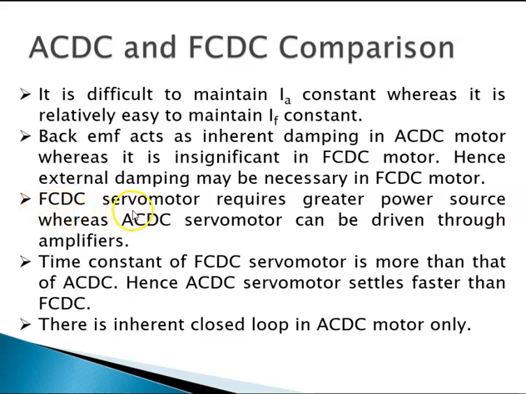The field control DC servo motor requires a big power source to maintain IA constant, but the ACDC motor doesn't require that. It may be run through amplifiers. The time constant of the field control DC servo motor is more than that of the armature control DC servo motor, and hence the armature control motor settles faster. This may be because of the inherent closed loop present in the armature controlled DC servo motor.